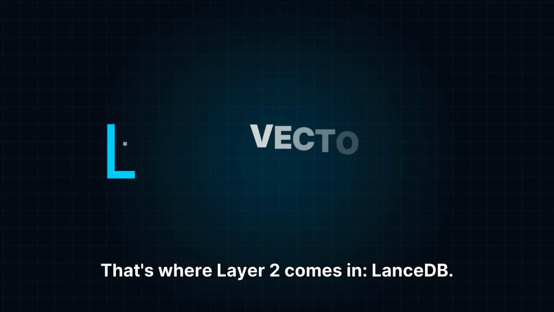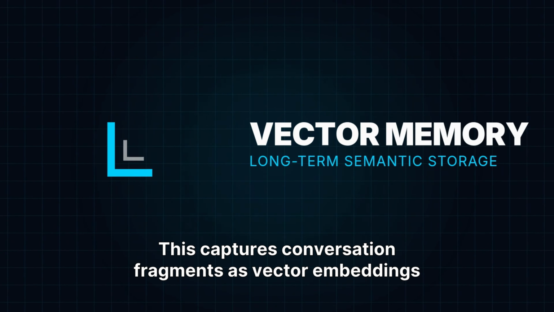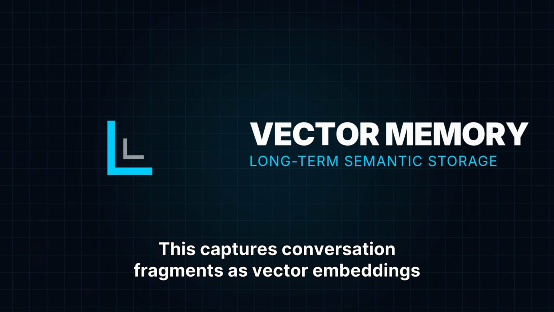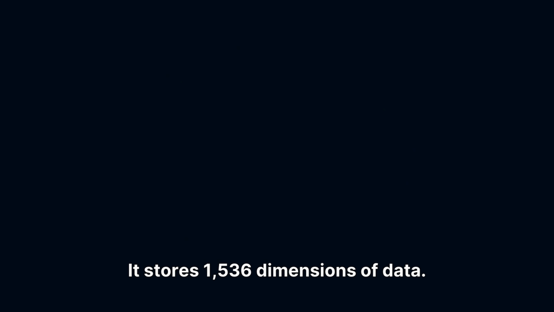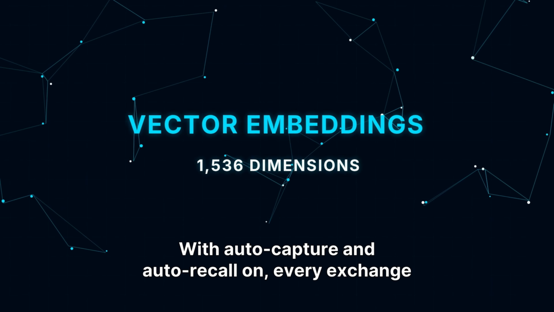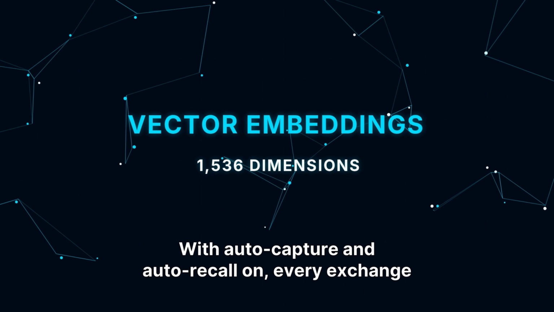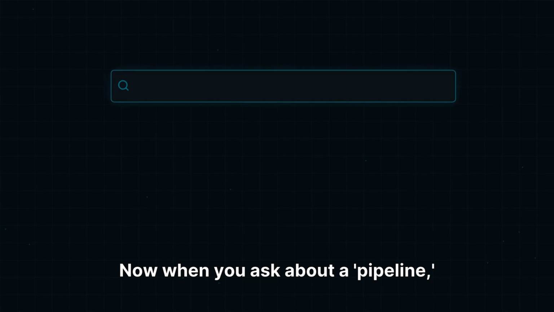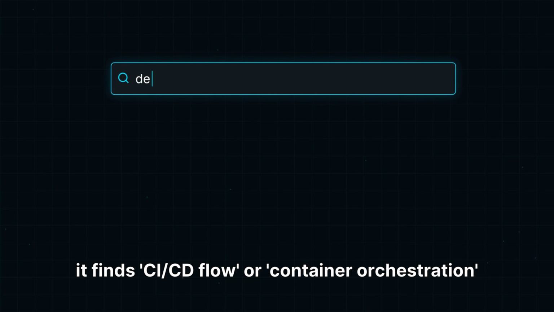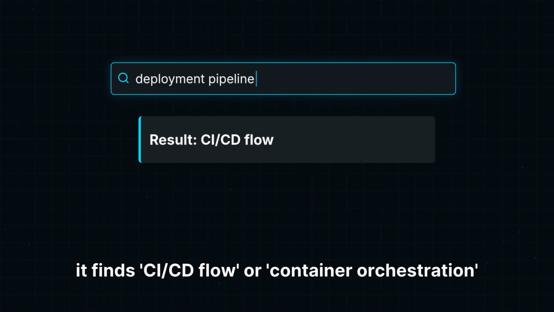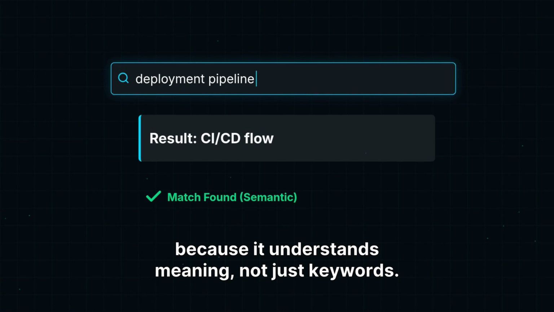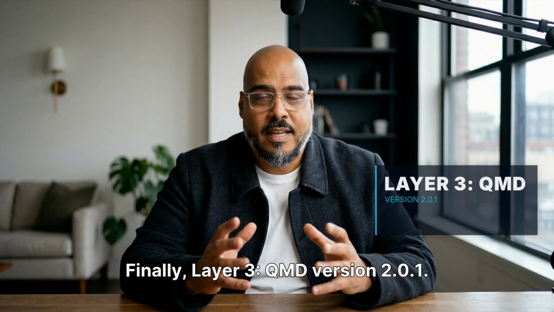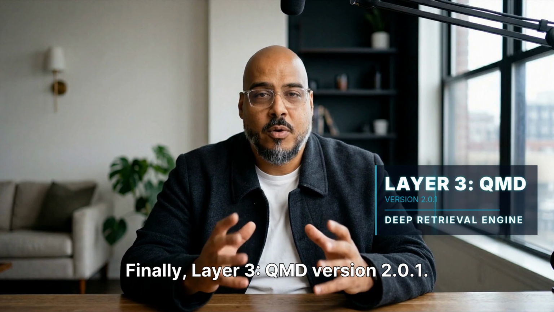That's where layer 2 comes in, LanceDB. This captures conversation fragments as vector embeddings using OpenAI's Text Embedding 3 Small model. It stores 1,536 dimensions of data. With auto capture and auto recall on, every exchange is embedded and searched semantically. Now, when you ask about a pipeline, it finds CI/CD flow or container orchestration because it understands meaning, not just keywords. Finally, Layer 3, QMD version 2.0.1.